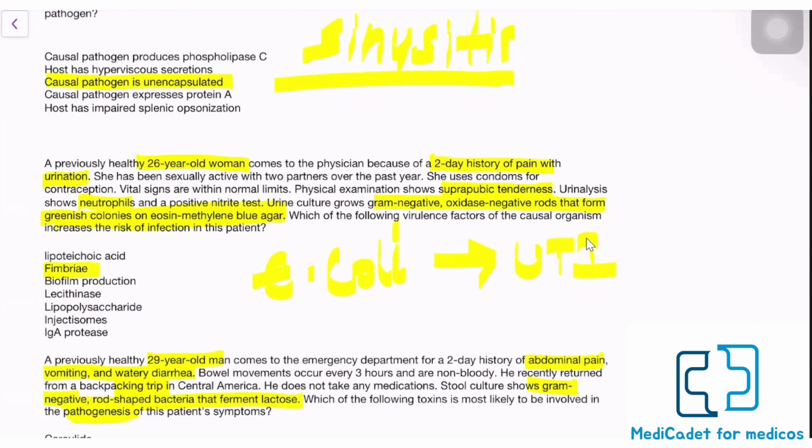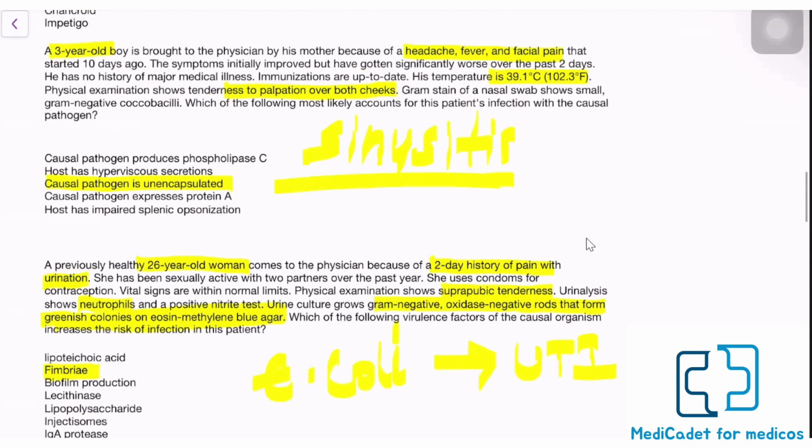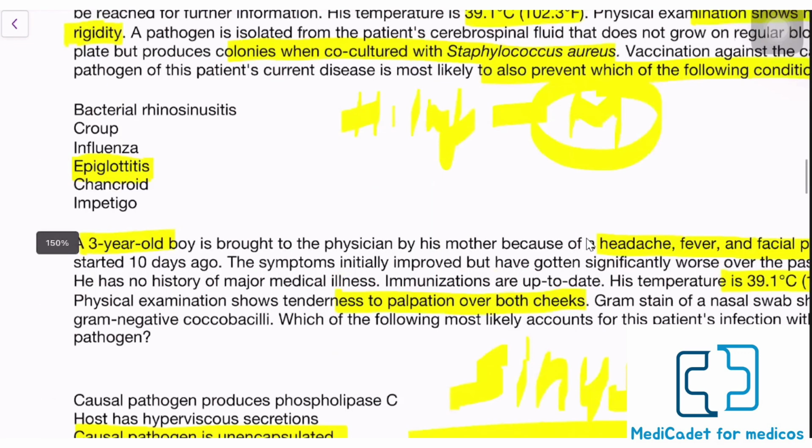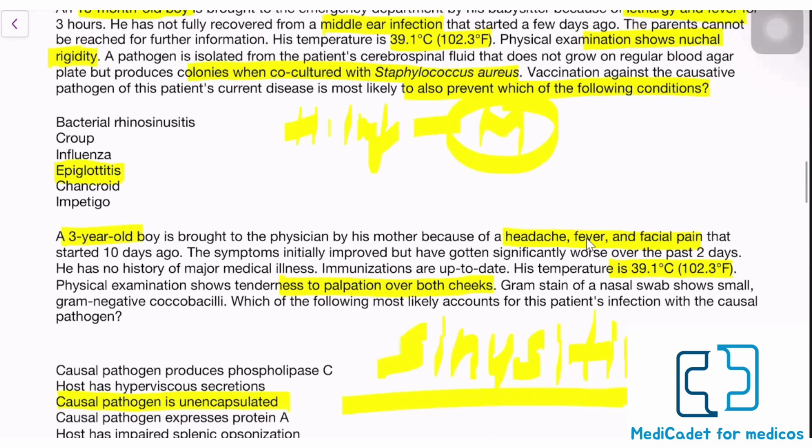Okay, that will be there in the UTI. And as you can see, this is how to highlight or read your questions also. How you can follow, like how I'm reading it. You can see first we are looking at the age. The next point that you need to look at is the presentation or the chief complaint. And in the next 4 lines, the stem, you need to look for 2 points: either abnormal vitals or the risk factors. Here, one thing I found is abnormal vitals. I didn't find any risk factor.